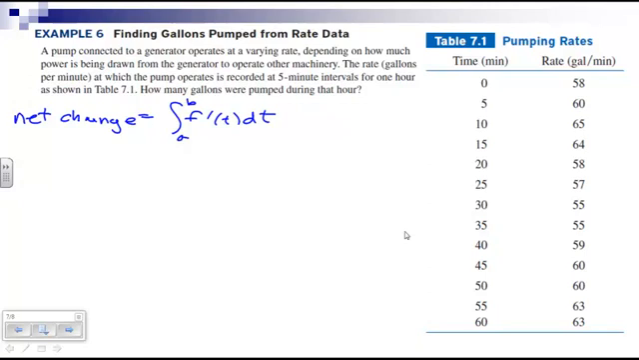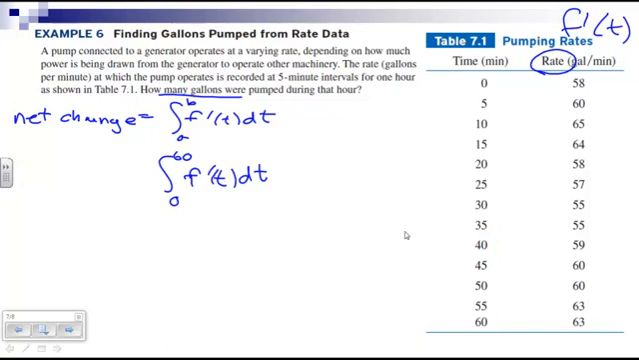Well, this rate is like our f prime. Let's give it a name. Let's call it f prime, and it is a function of t. For some given time, I've got different rates. If I want to figure out how many gallons were being pumped, I'm asking, well, what is the integral from 0 to 60 of this rate function, of this f prime function over that time?